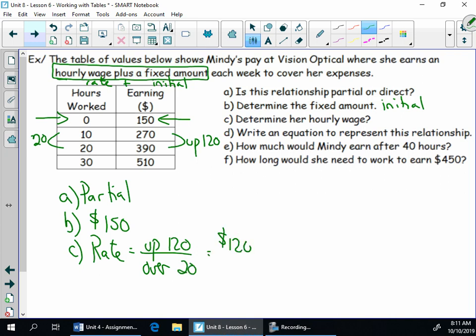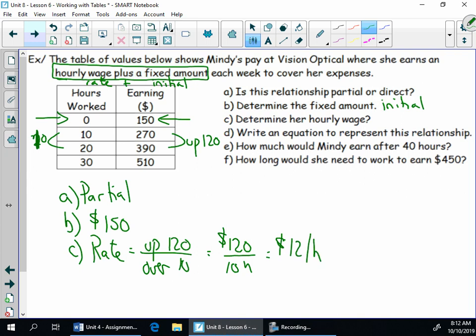Units, $120 for 20 hours. In other words, she's getting paid $6 per hour. That's not 20, that would be 10. Sorry, guys. Over 10. Sorry, my fault, right? We went from 10 to 20. That's up 10. $12 an hour. That seems like an awful small amount.